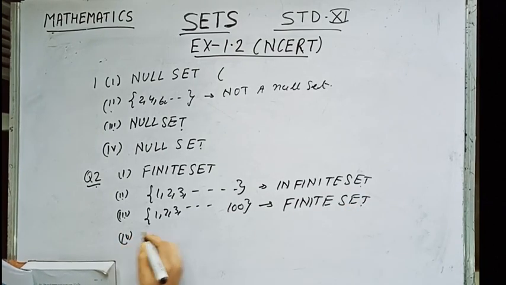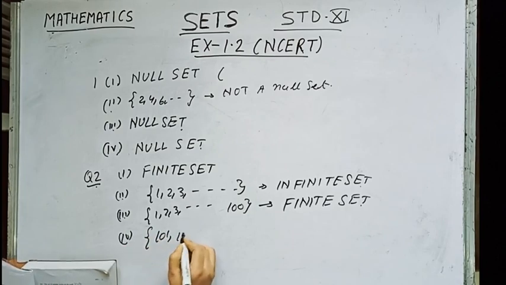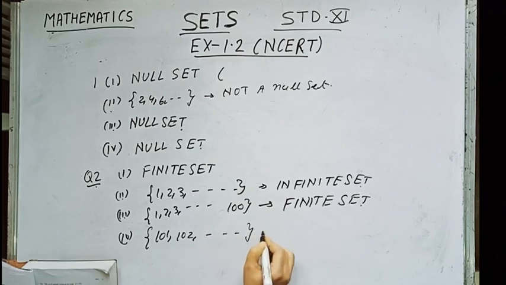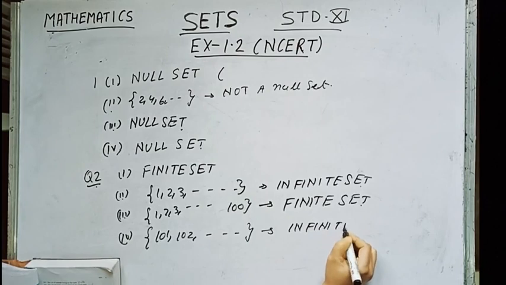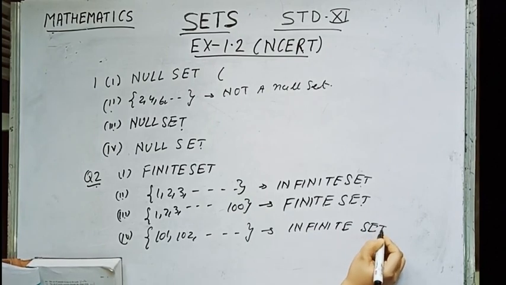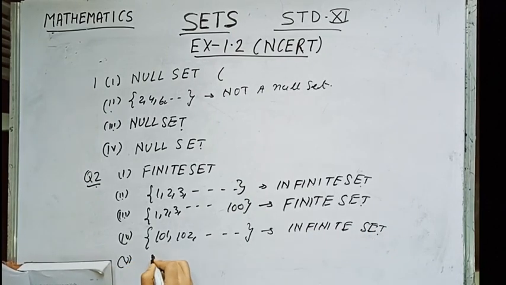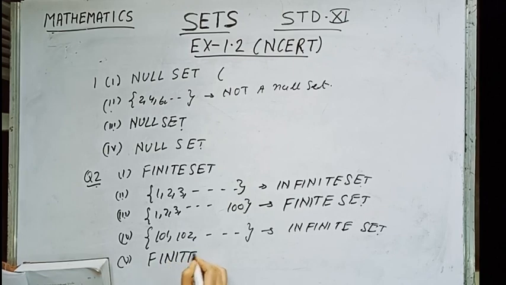Subpart number 4 is the set of the positive integers greater than 100. Obviously positive integers greater than 100 will be 101, 102 up to so on. Therefore it is also an infinite set. Number 5 is the set of the prime numbers less than 99. Obviously the set of the prime numbers less than 99 will be a finite set because it is limited over there. So this also is a finite set.